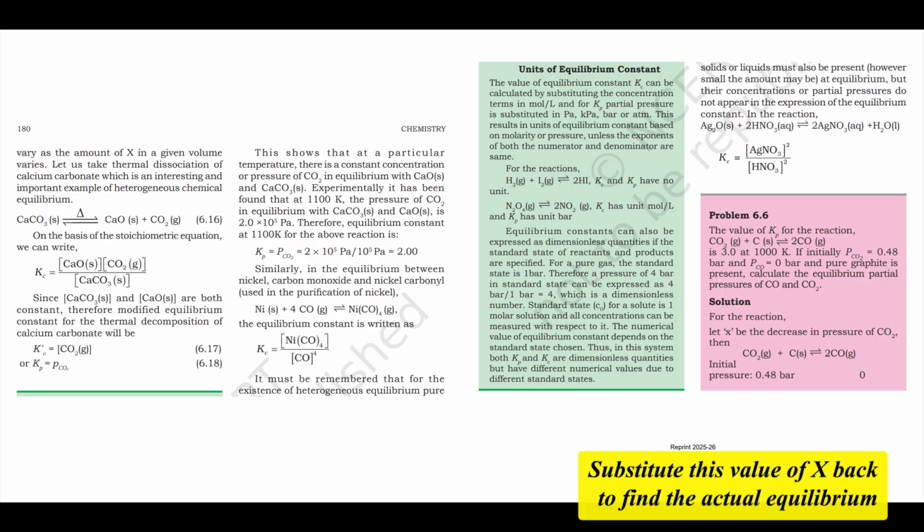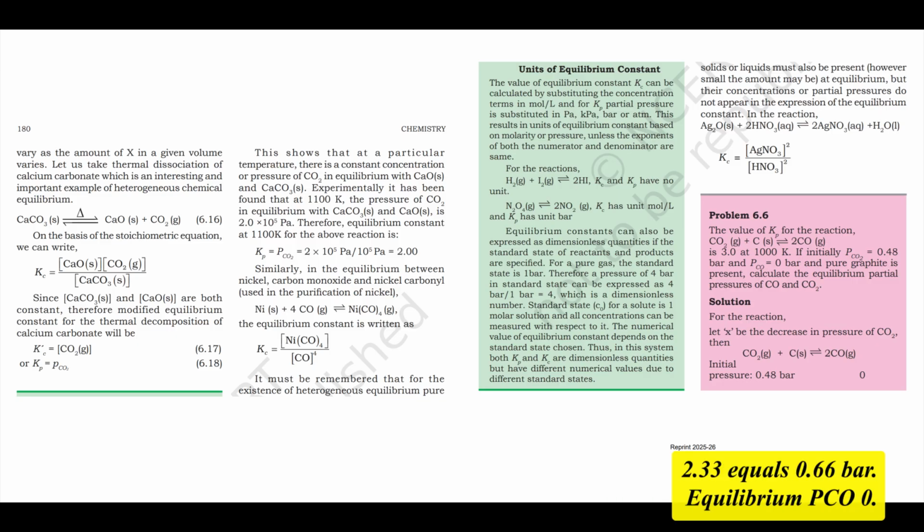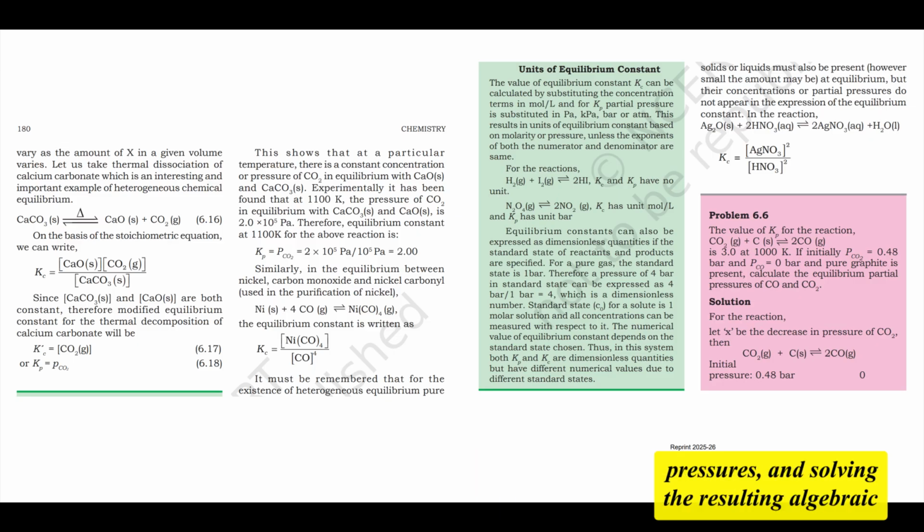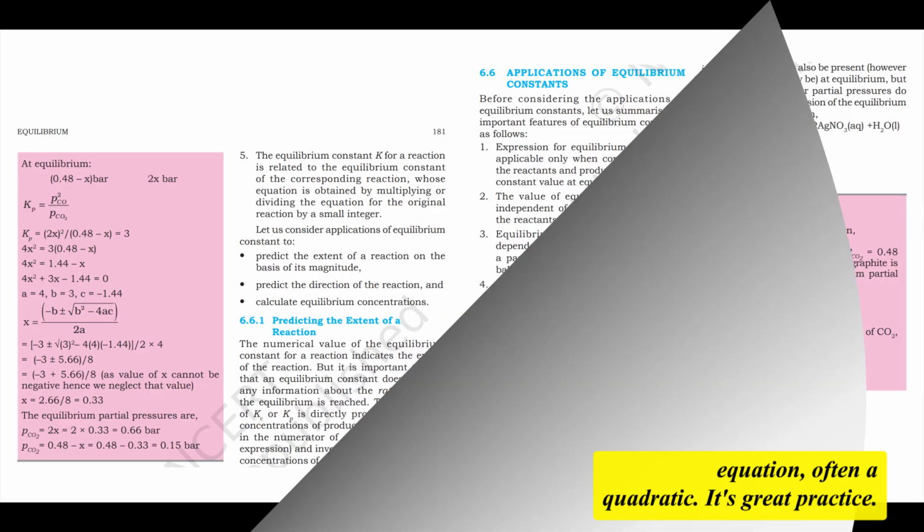Final step, substitute this value of X back to find the actual equilibrium partial pressures. Equilibrium PCO equals 2X, which is 2 times 0.33, equals 0.66 bar. Equilibrium PH2O equals 1.48 minus X, which is 1.48 minus 0.33, equals 1.15 bar. This type of problem tests multiple skills: recognizing heterogeneous equilibrium, setting up the Kp expression correctly, using the ICE table with partial pressures, and solving the resulting algebraic equation, often a quadratic. It's great practice. That makes sense.